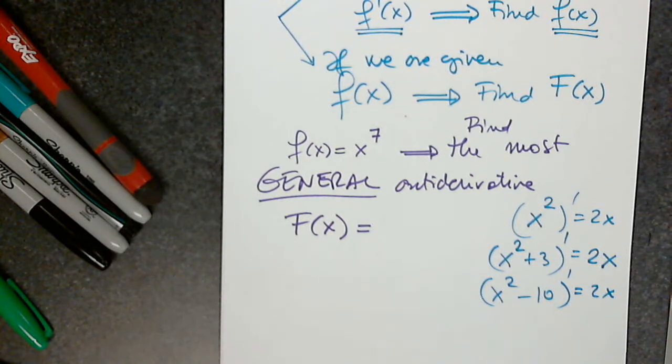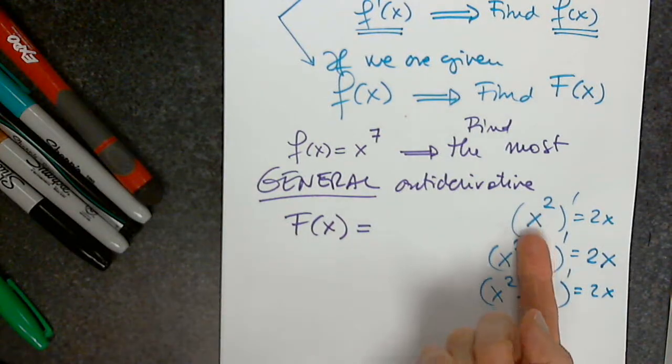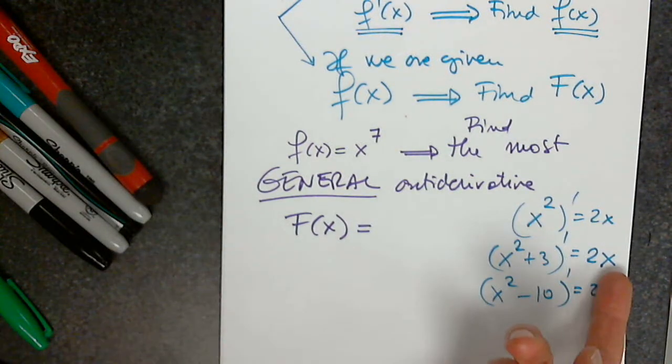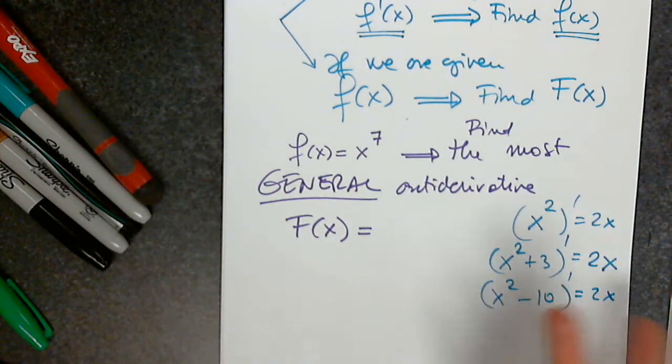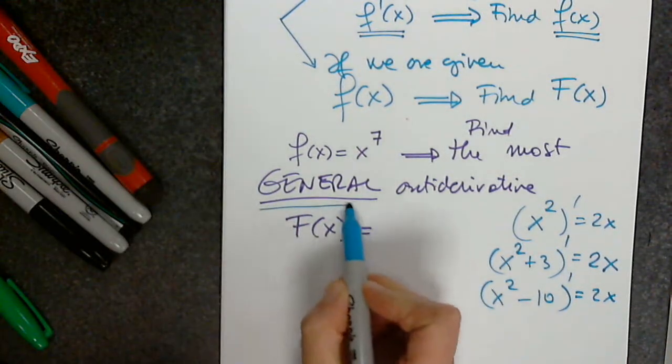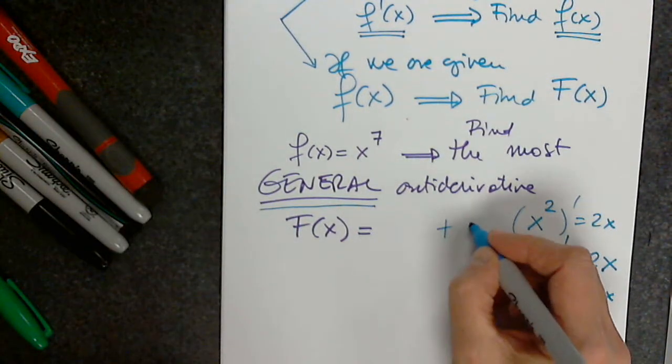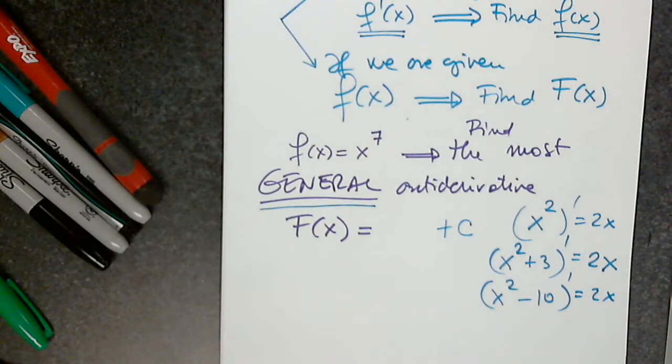As many as I want, right? Because one of them is x squared, derivative 2x, the other one is totally different. It's a different function. Its derivative is still 2x, and I can continue forever. So when we're asked to find the most general antiderivative, we have to have plus a constant c.